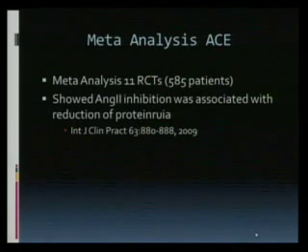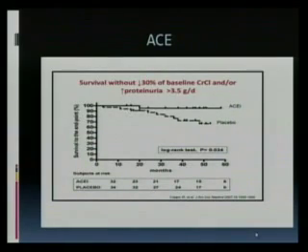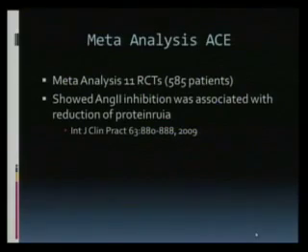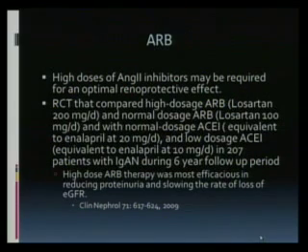And also meta-analyses have combined all these randomized control trials, because these trials, again, you have to understand, are very small. So in this particular one, they combined all those randomized control trials, and they came up with 585 patients, and they saw that ACE inhibitors have shown reduction in proteinuria and preserved renal function.